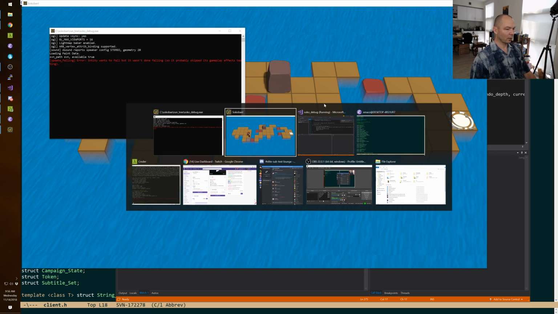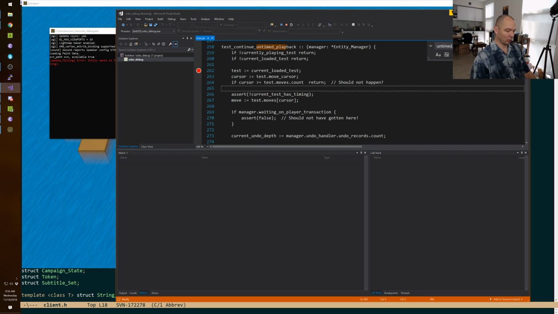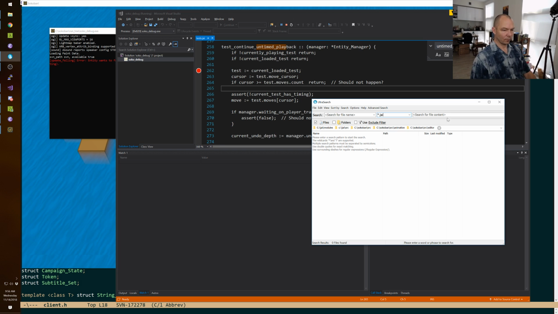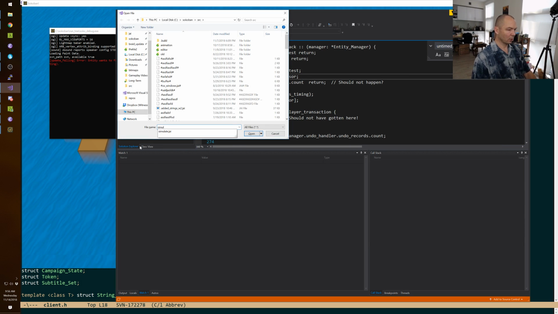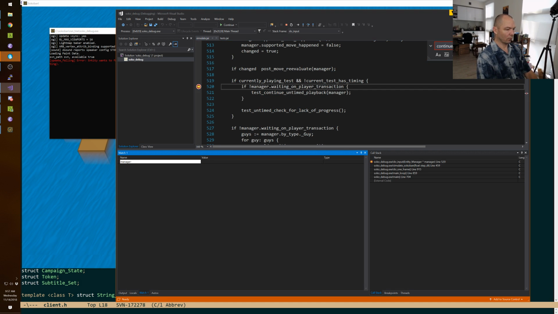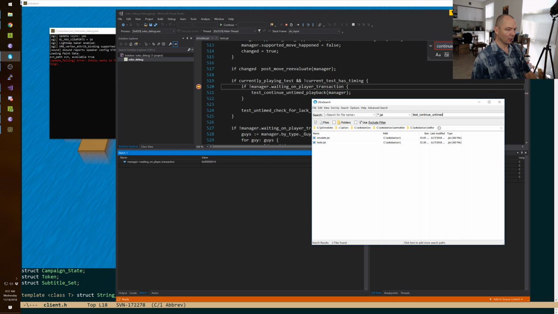All right, so let's see what we're doing. Oh, right. This doesn't get called every frame anymore. So simulate. So we are obviously waiting on player transaction. Okay. So why did this thing? No, I don't care. Do not check for updates. Fuck you. All right.